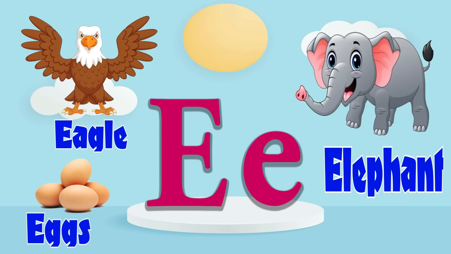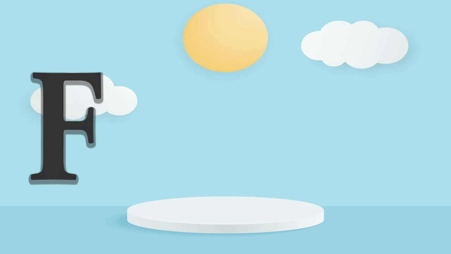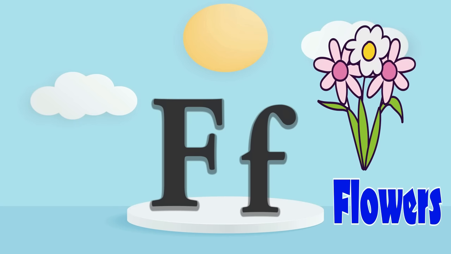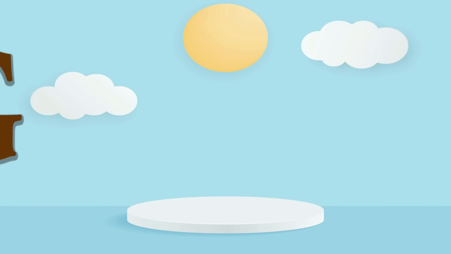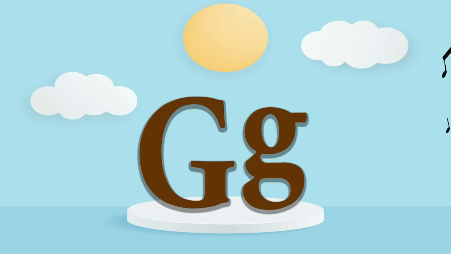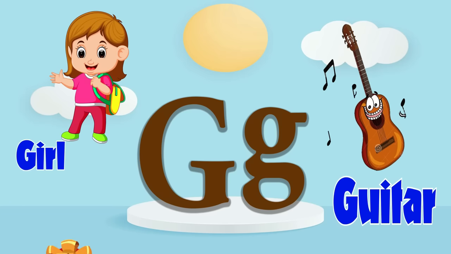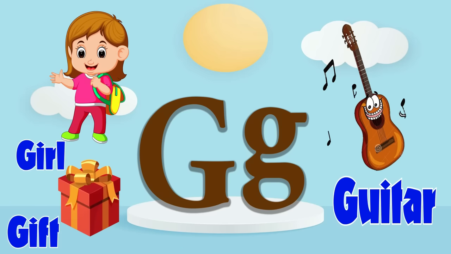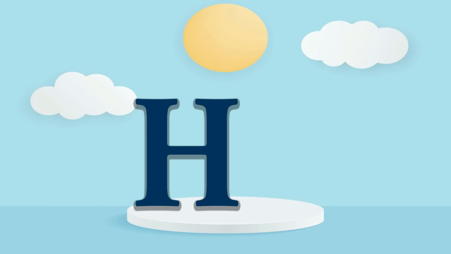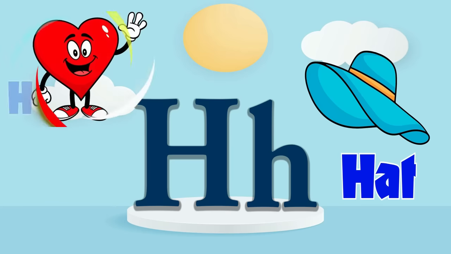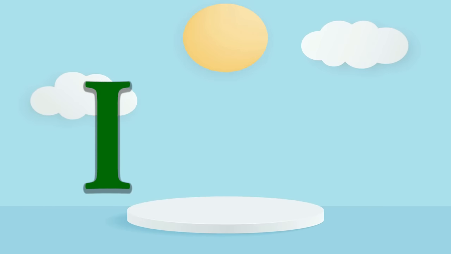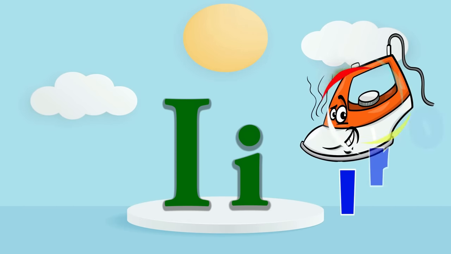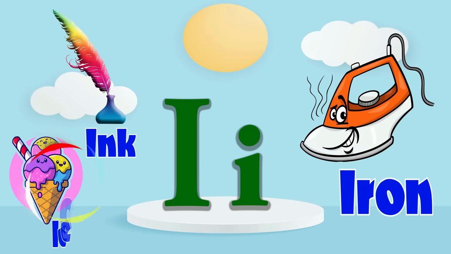E for eggs. E for elephant, eagle and eggs. F for flowers. F for fish. F for fan. F for flowers, fish and fan. G for guitar. G for girl. G for gift. G for guitar, girl and gift. H for hat. H for heart. H for house. H for hat, heart and house. I for iron. I for ink. I for ice cream. I for iron, ink and ice cream.